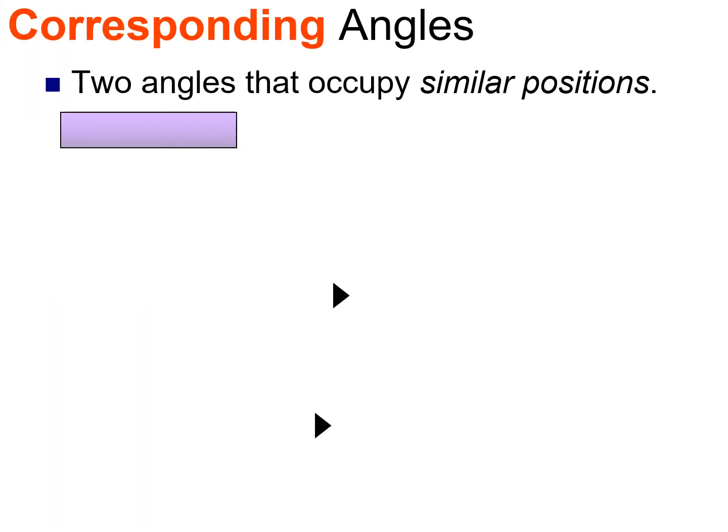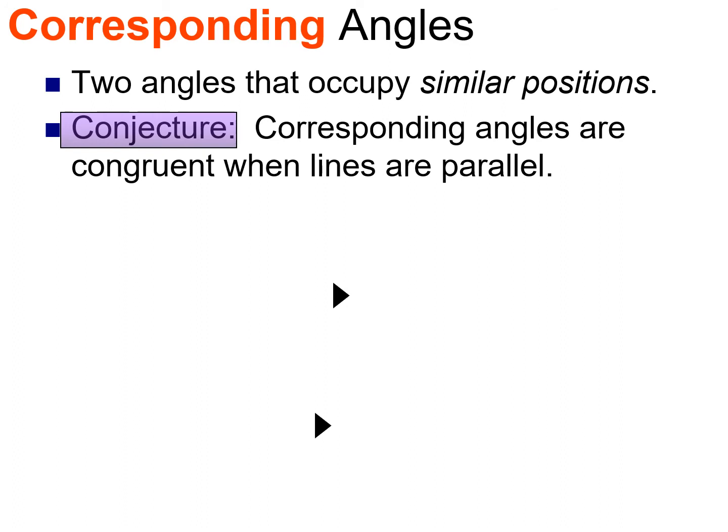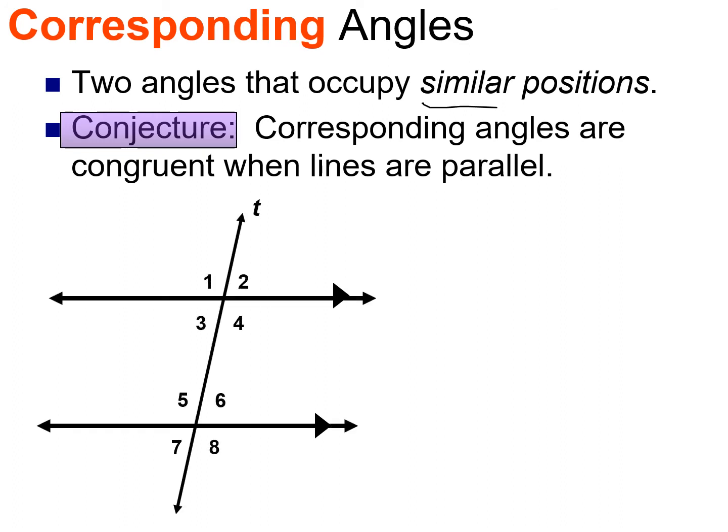All right, first type, corresponding angles occupy similar positions. Now, corresponding is a regular English word. That means there's a couple of different ways. If you correspond with somebody, usually that means you're talking back and forth, email or writing letters, things like that. But corresponding also could be something about a certain position.